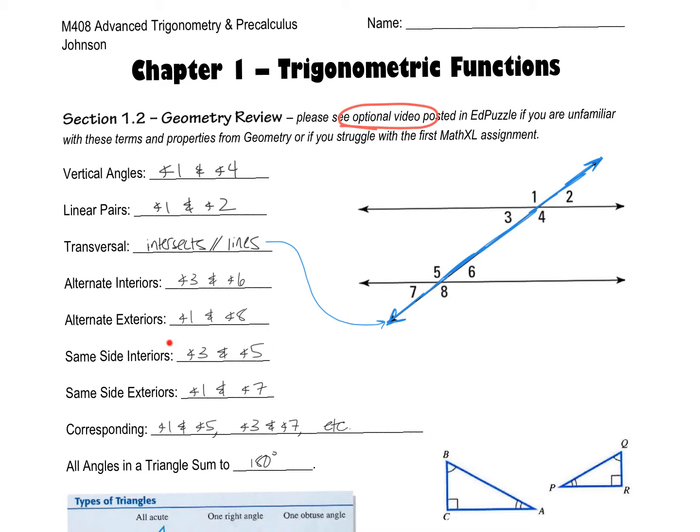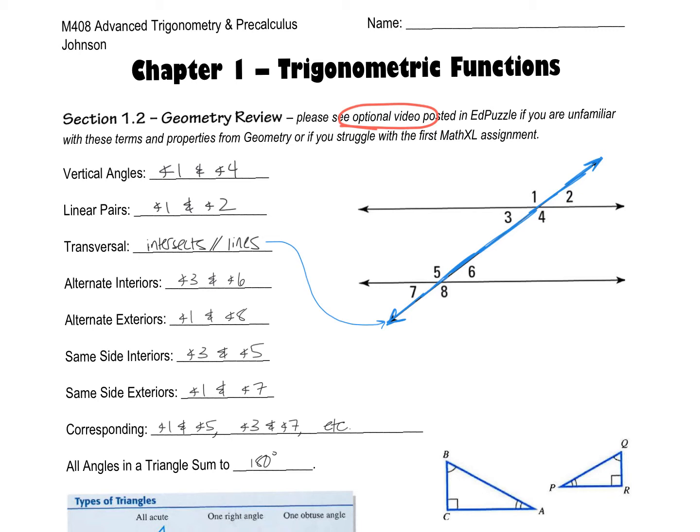And then you can probably understand same side interiors, same side exteriors. So same side interiors, only one option here, 4 and 6. Or the other option would be 3 and 5, two options as well. So 3 and 5, 4 and 6. Those are on the same side of the transversal, so 4 and 6 are both on the right-hand side, 3 and 5 are both on the left-hand side, and they are inside the parallel lines.